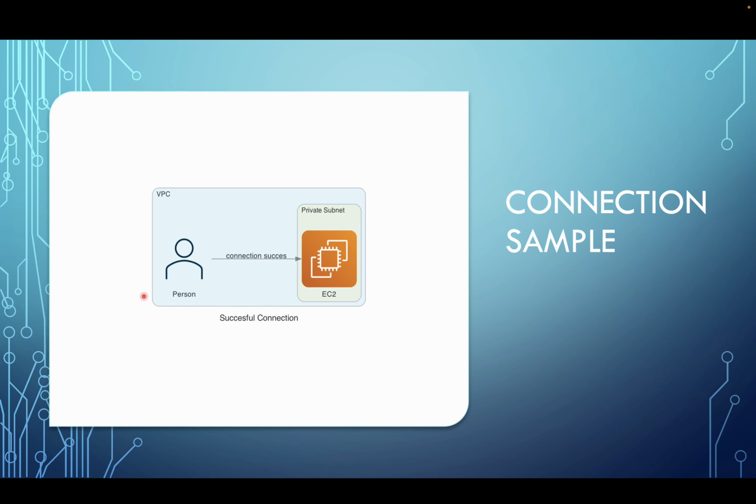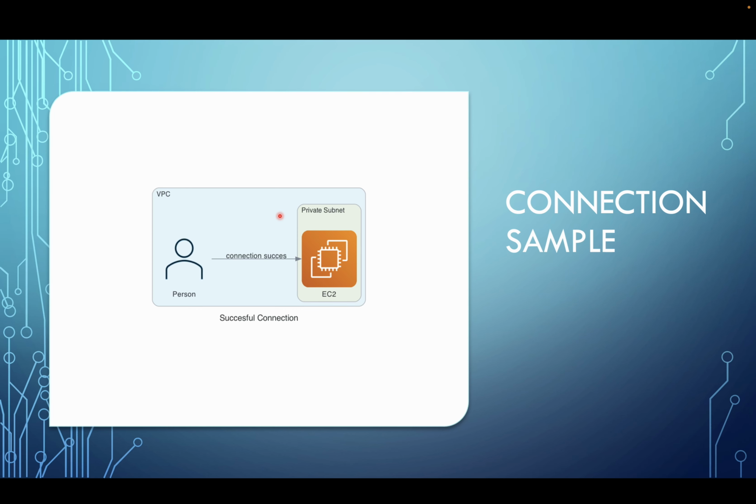This is the second sample. So now the person is inside the VPC. What I mean by this is the person is already logged in to AWS. Because he's already logged in and using the SSM that we will set up, he can connect to the EC2 instance which is on the private subnet. I will provide the resources using Terraform.